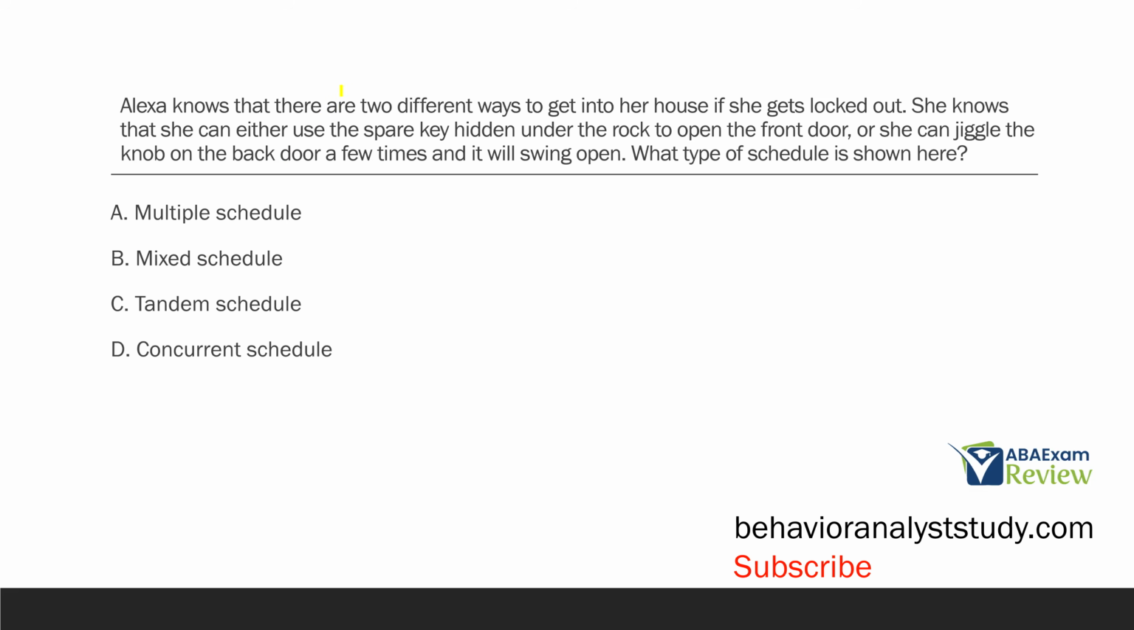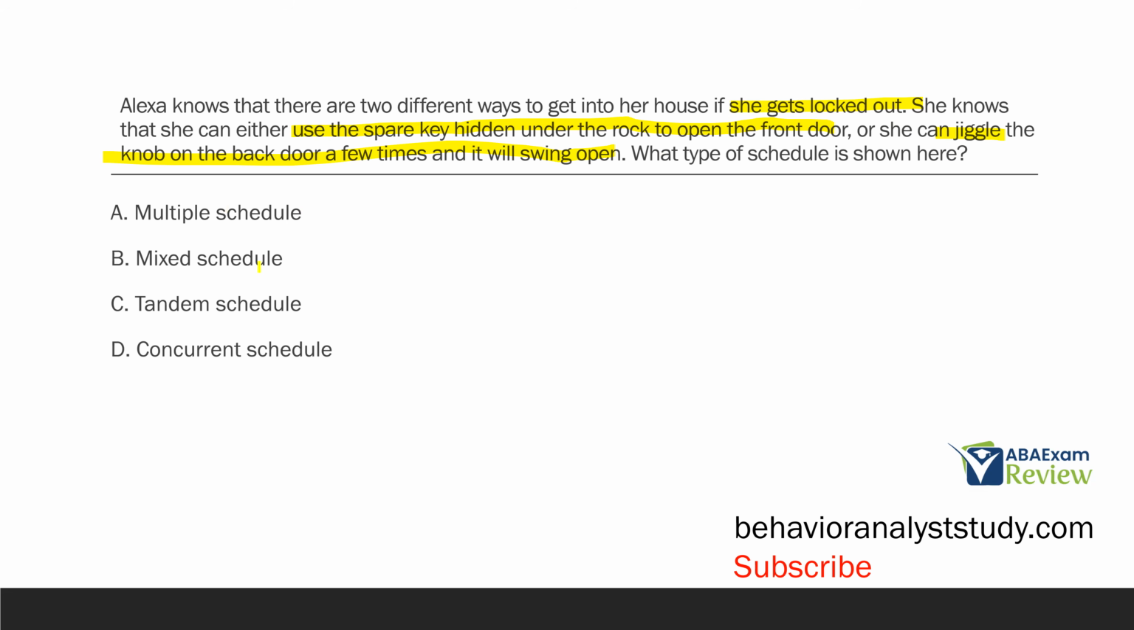Why is it based on choice? Well, Alexa knows she can receive reinforcement 2 ways. If she gets locked out, there are two ways to get reinforcement. She can use the spare key hidden under the rock to open the front door, or she can jiggle the knob on the back door a few times and it will swing open. So she has two different behaviors. The schedules are operating concurrently. Alexa can choose what schedule she wants. This is like matching law, the easiest one.